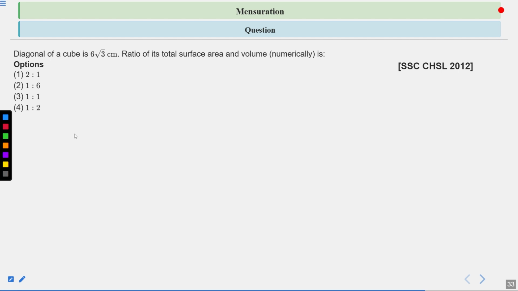The diagonal of a cube is 6 root 3 centimeter. The ratio of its total surface area and volume numerically is. This question was asked in the SSC CHSL 2012 exam. There are four options. First one is 2:1, second is 1:6, third one is 1:1, and fourth one is 1:2. Now you have 10 seconds to analyze the question. Your time starts now.